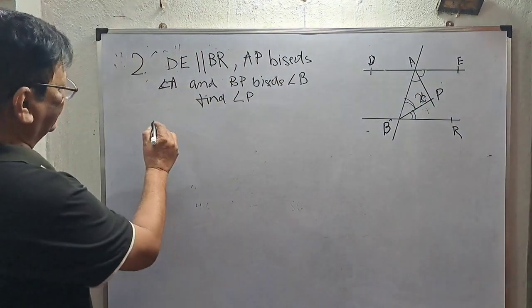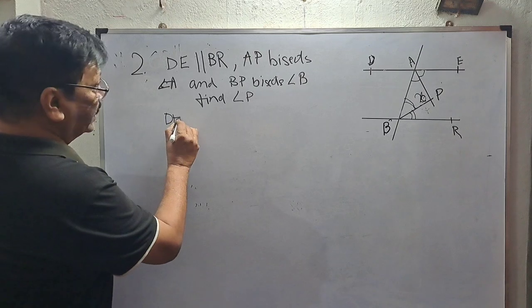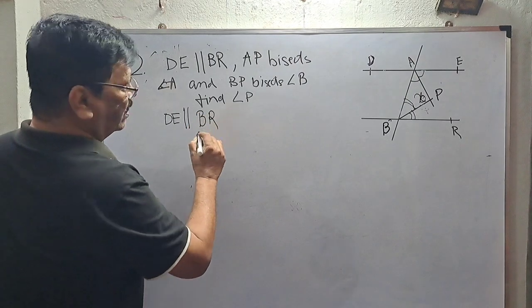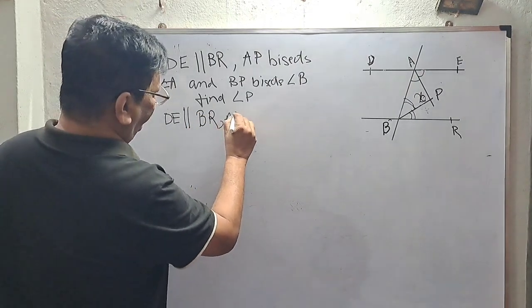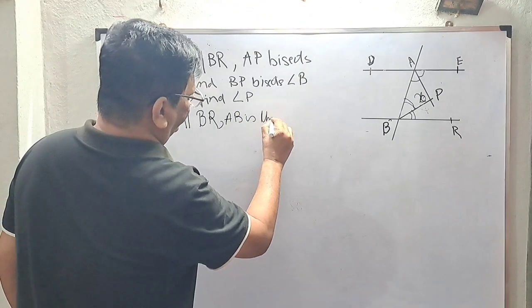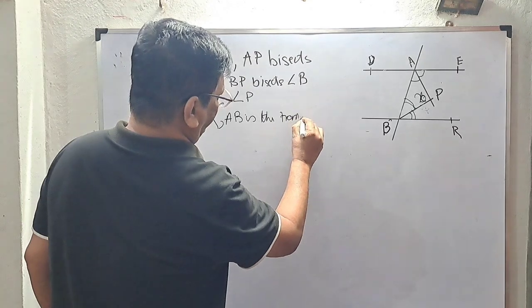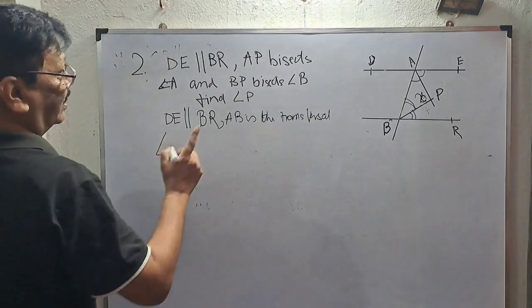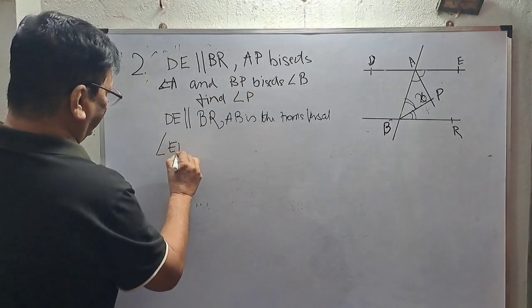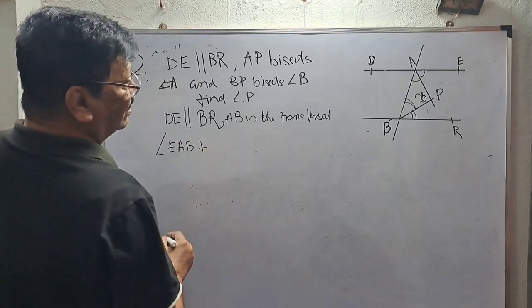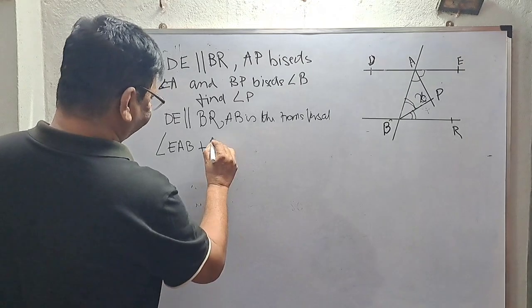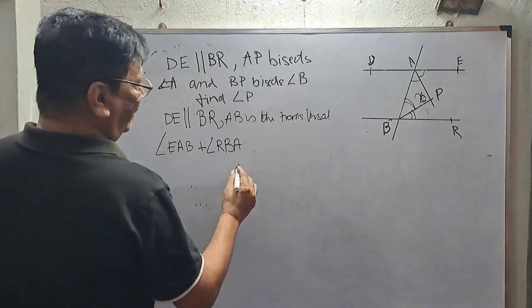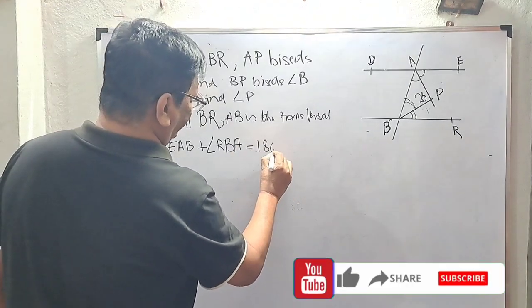So see, since DE is parallel to BR and AB is the transversal, we can write angle EAB plus angle RBA is equal to 180 degree.